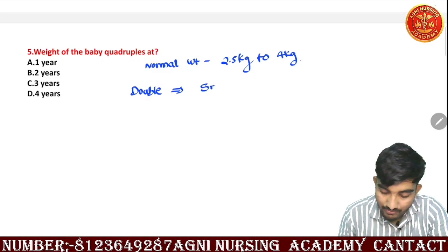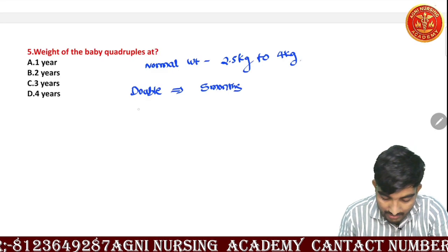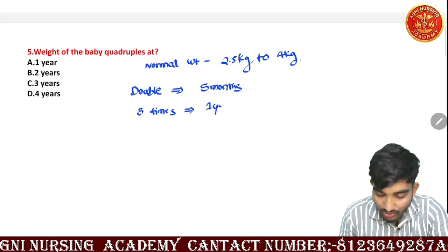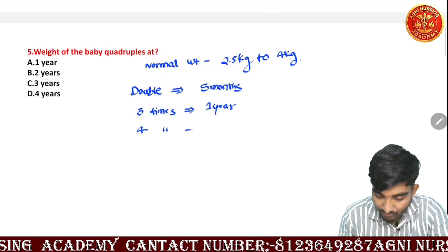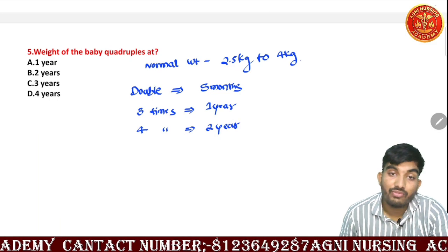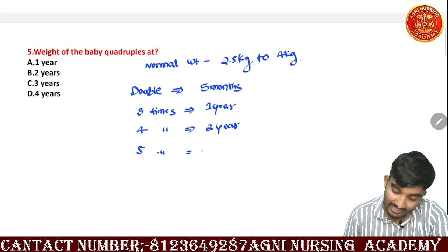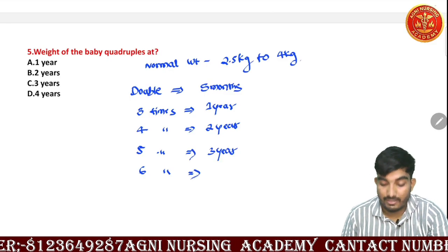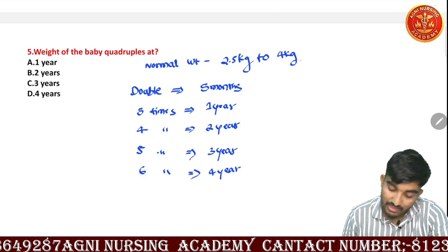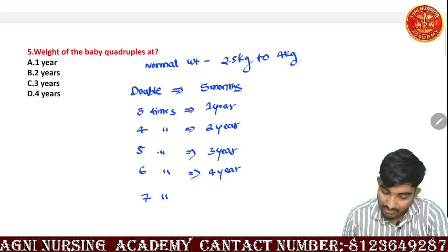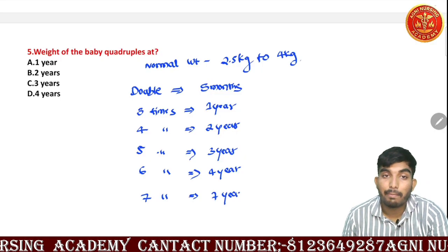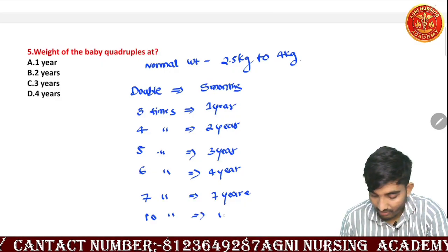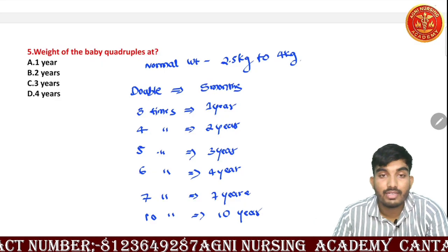The weight doubles at 5 months, triples at 1 year, and becomes 4 times at 2 years, 5 times at 3 years, 6 times at 4 years, 7 times at 7 years, and the baby's weight becomes 10 times at 10 years.